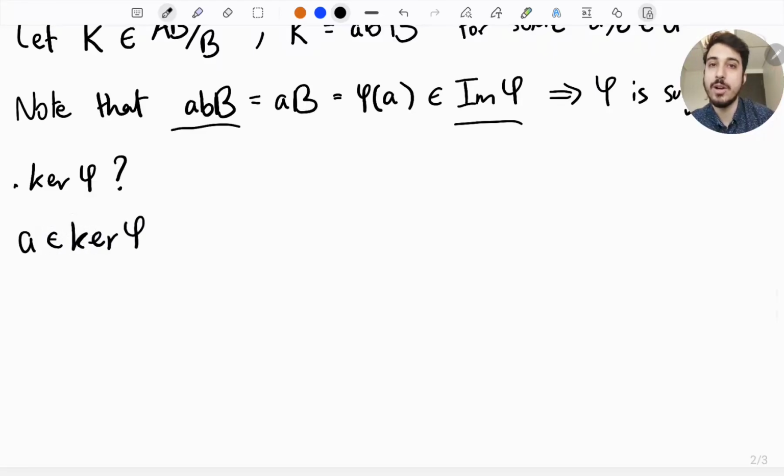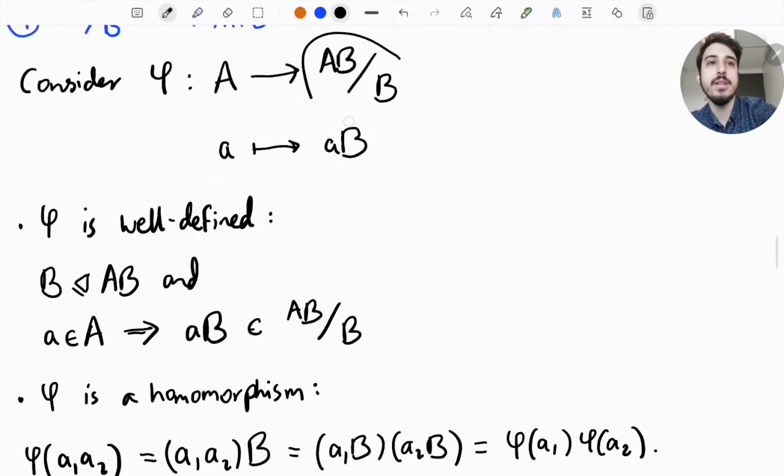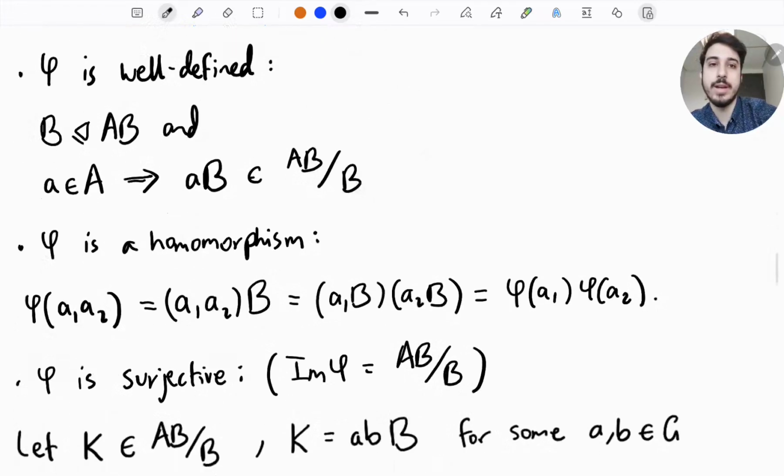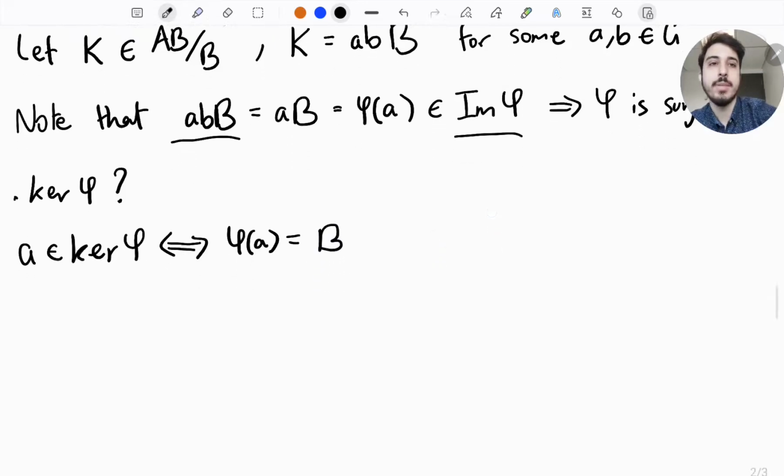So a is an element of the kernel of phi if and only if phi of a is the identity. But what is the identity in this quotient group? Well, the identity is when a is equal to the identity, so it's just 1B, which is B. But this just means that if we work on the left side, this is equal to aB, and the right side is still B. And this just means that a is an element of B.